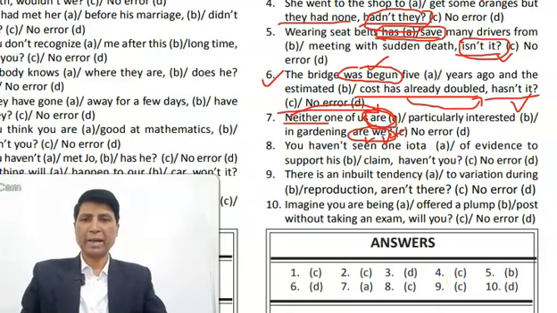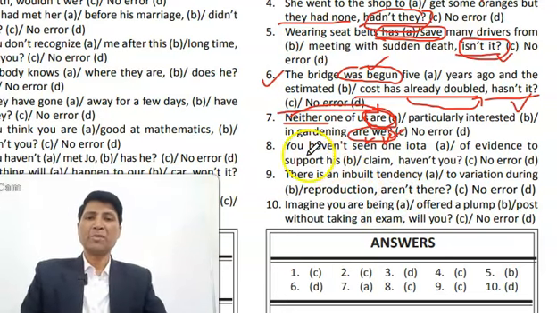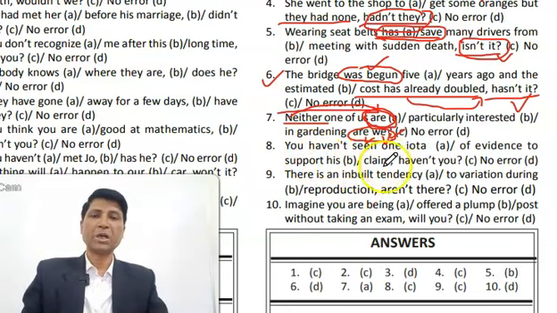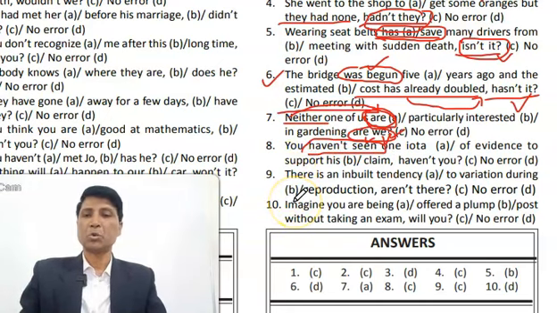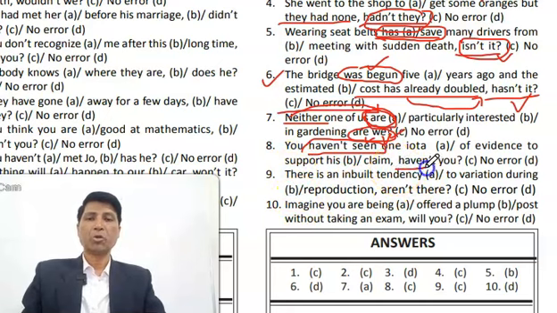Moving on to question number 8. You haven't seen one iota of evidence to support his claim, haven't you? Right. So here the given verb is in present perfect tense. You haven't seen one iota of evidence to support his claim. And the question tag has also been formed by using the auxiliary verb have.